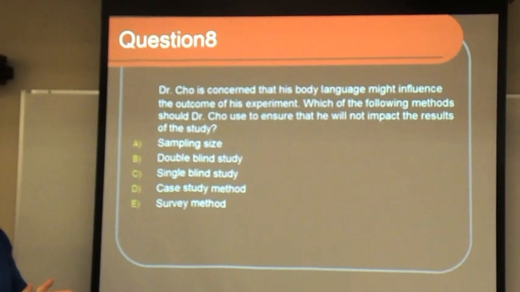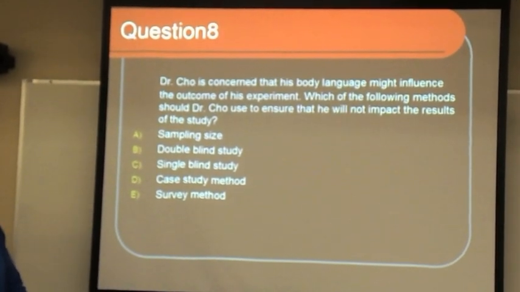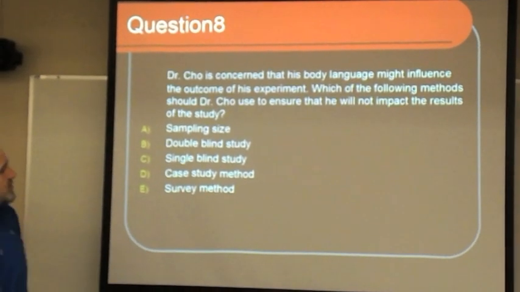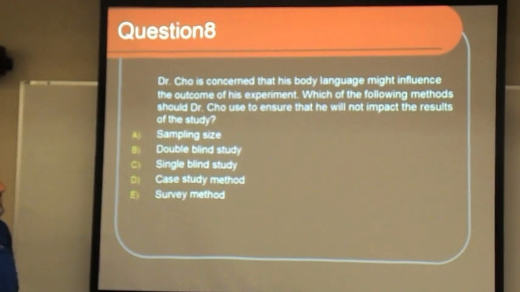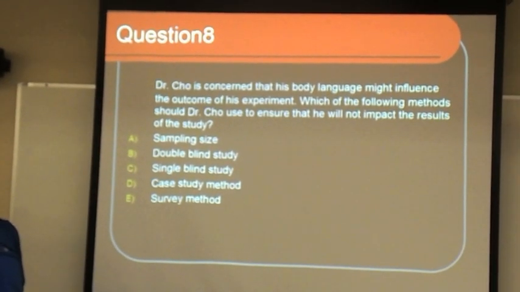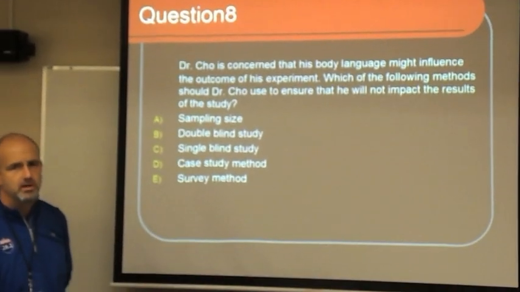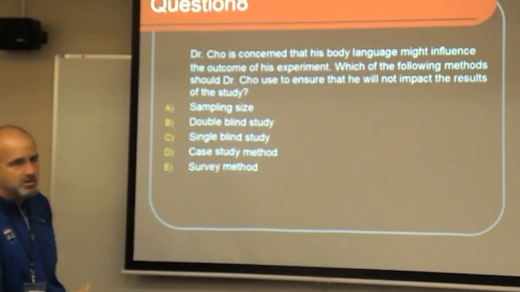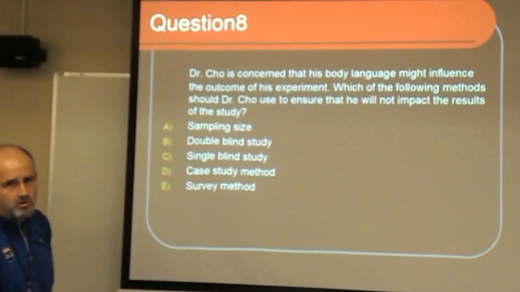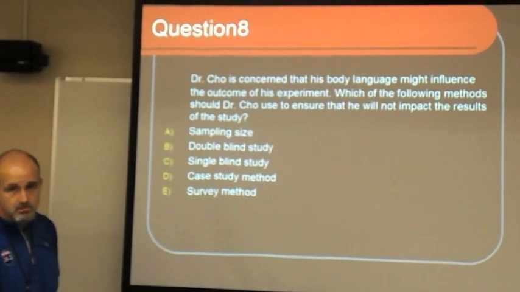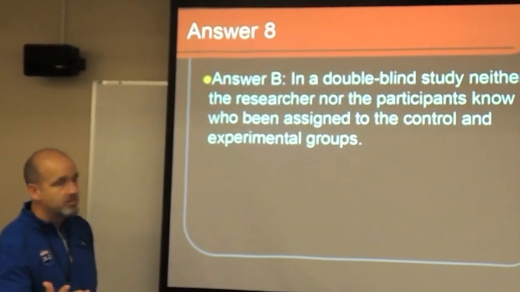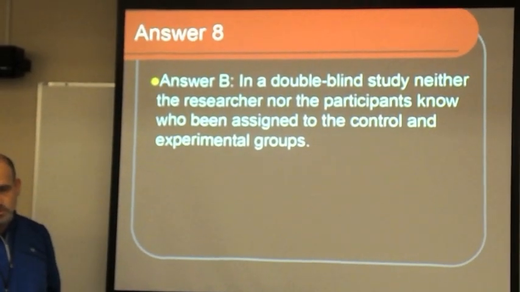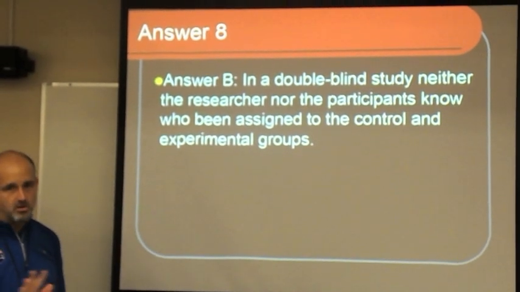Now, another question from that slide. Dr. Cho is concerned that his body language might influence the outcome of his experiment. He's the researcher, okay? Which of the following methods would Dr. Cho use to ensure that he doesn't show experimental or researcher bias? In other words, doesn't lead his subjects to answer a certain way. Well, is it A, sampling size? B, double-blind? C, single-blind? D, case study? Or E, survey? Now again, if you said double-blind, you're exactly right. Double-blind is everyone's blind. Researchers are blind to who's in the control group versus experimental. Subjects are blind to simply not knowing why they're being tested.